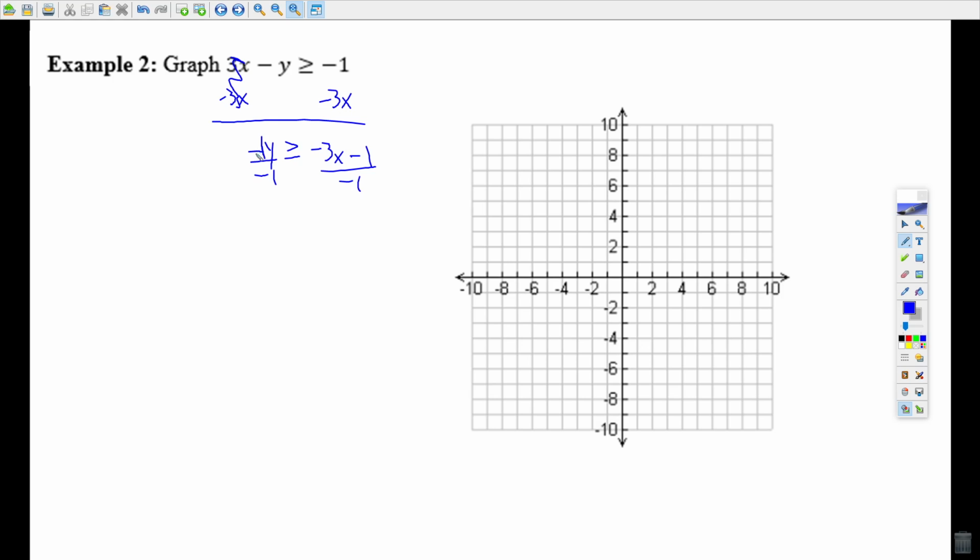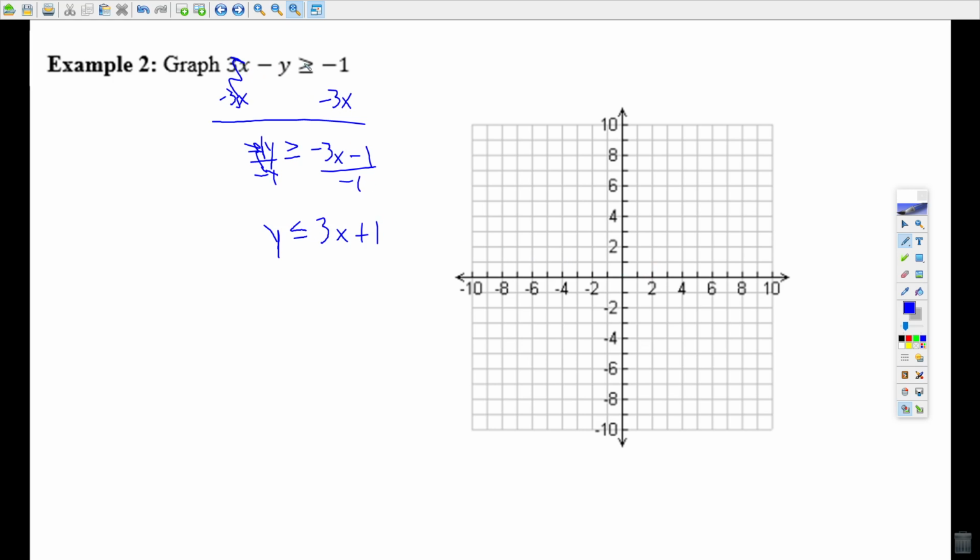And when you do that, don't you remember what happens to this greater than sign? It changes to a less than or equal to sign as soon as you divide by a negative number. So on this side, we divide each one by -1, so this becomes a positive 3x and a positive plus 1. So we can graph that pretty easily.